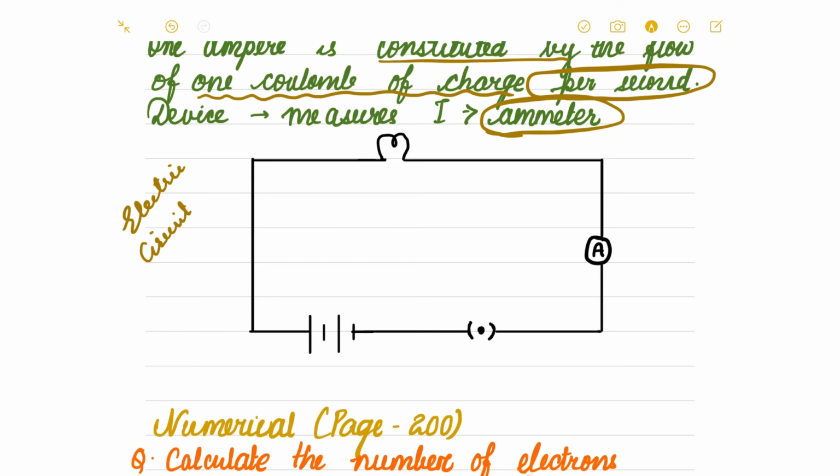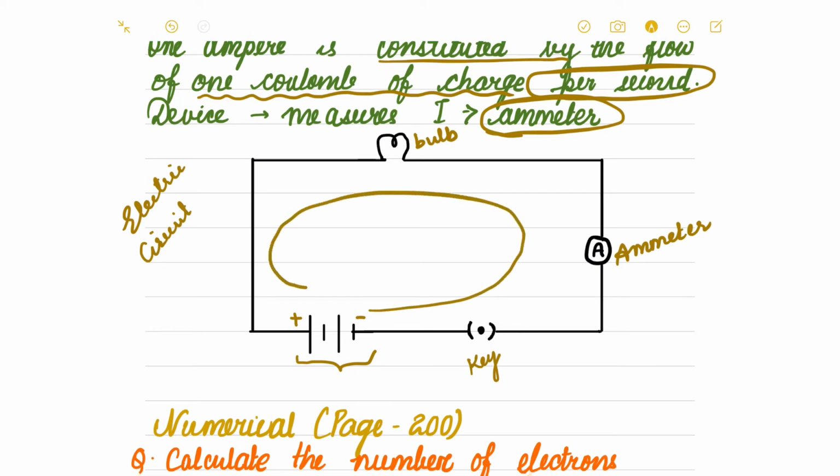Now let us try to find out in which direction the electrons will flow and in which direction the electric current will flow. As you can see here, this is a bulb, this is an ammeter, and this is a key. This is the battery. The larger lines represent a positive charge and the smaller ones represent a negative charge. As we have already discussed, electrons will flow from negative to positive. This means this will be the direction of flow of electrons in this circuit. Electric current will flow in the opposite direction, so the flow of electric current will be in this direction.